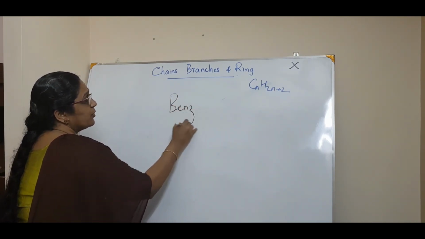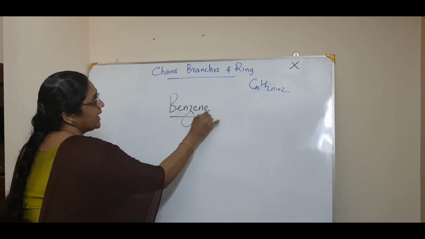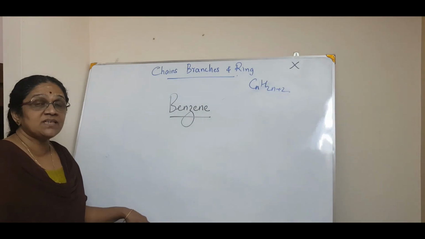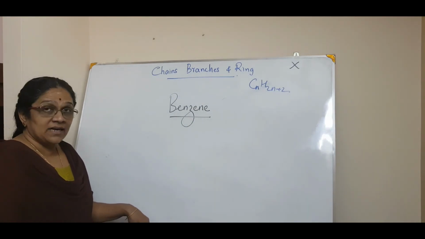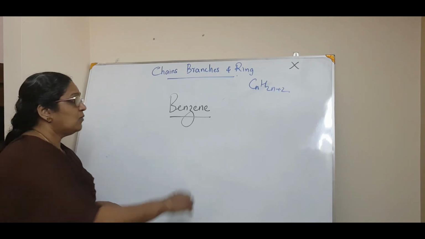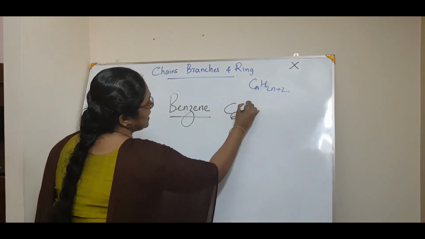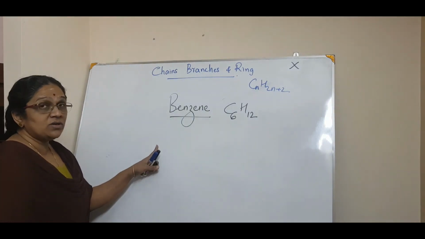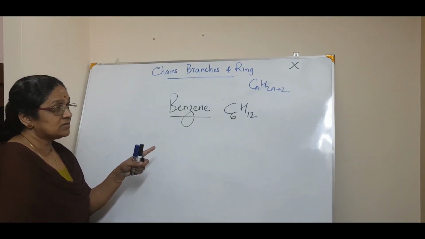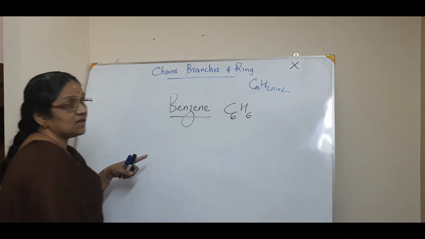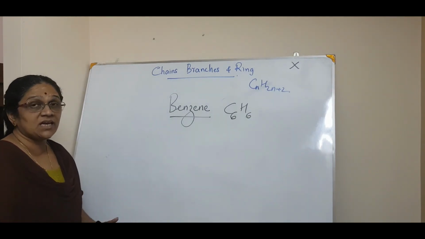a very important compound in organic chemistry, which is called benzene. So many times in board exams they ask you to write the structure and formula for benzene, the chemical formula. What is the formula? C6H12. Isn't it? No, we have drawn C6H12, that is cyclohexane. Benzene is C6H6.